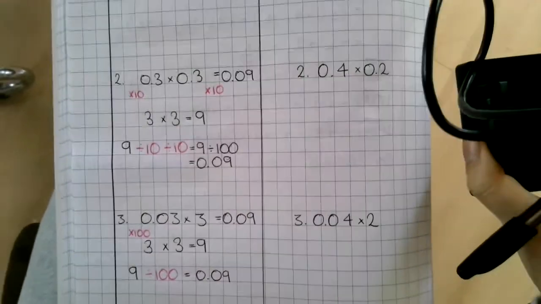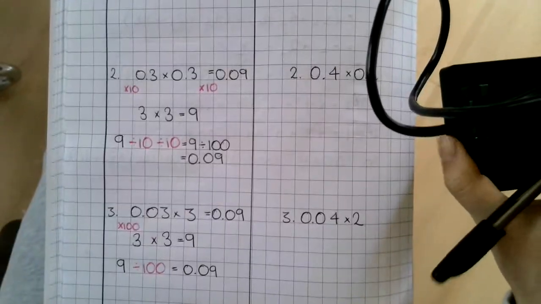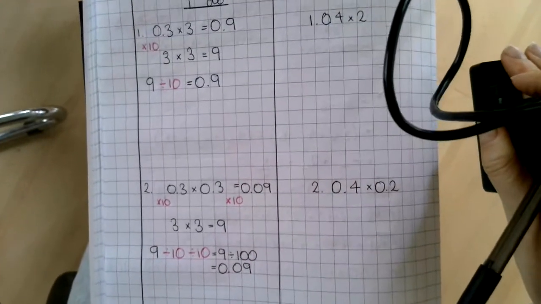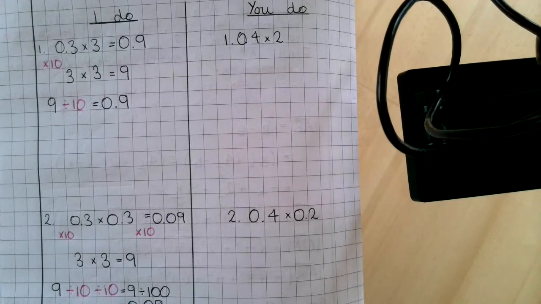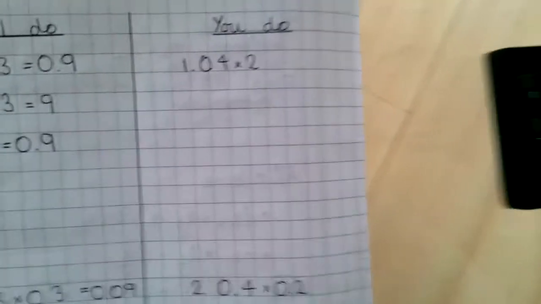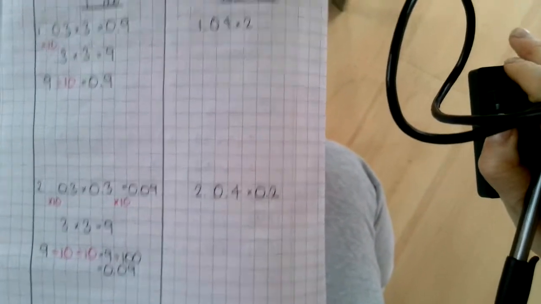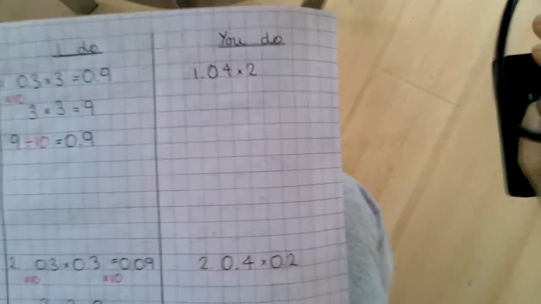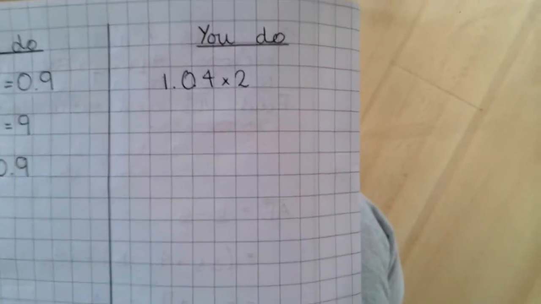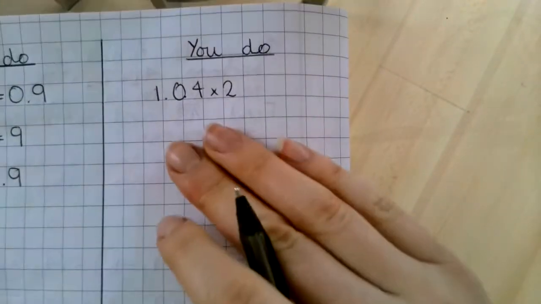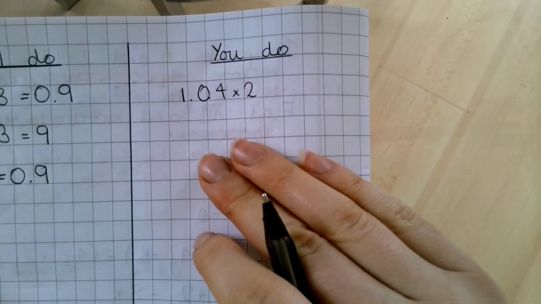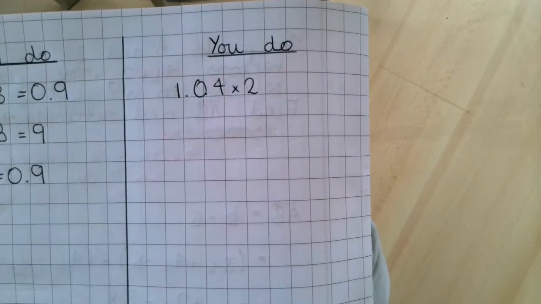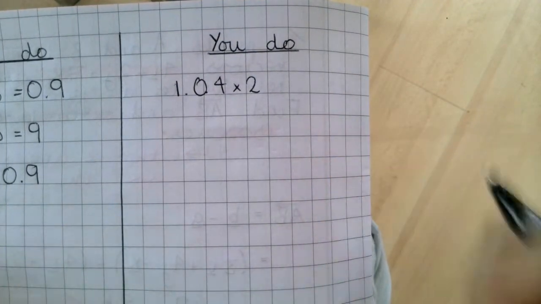So if you haven't already copied up the I do task, can you make sure you've got that copied up so you can go back to the clips? Okay, and then you're going to have a go at the I do task, sorry, the you do task. So have a go at this one. So write it down, pause the video, have a go at it, and then I'll go through it. So pause the video now.